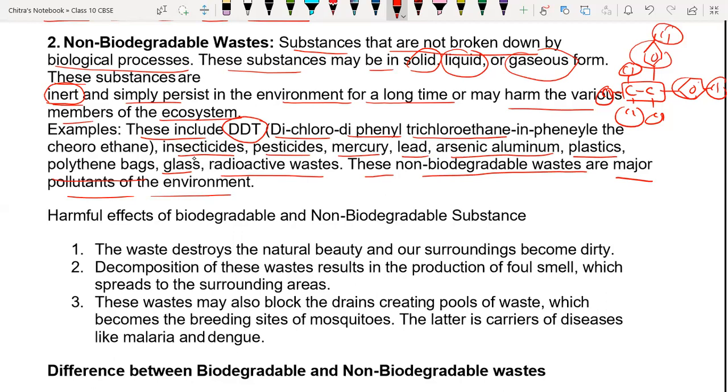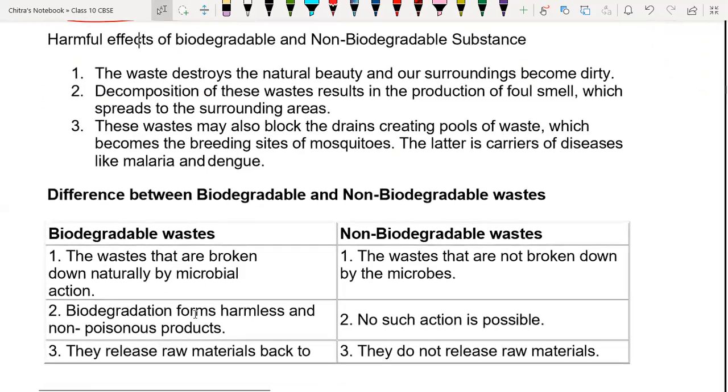Okay, so now we are going to discuss the harmful effects of biodegradable as well as non-biodegradable waste. So number one, the waste destroys the natural beauty of our surroundings and makes them very dirty. Whether it is biodegradable or non-biodegradable, it destroys the natural beauty of our surroundings and makes them dirty.